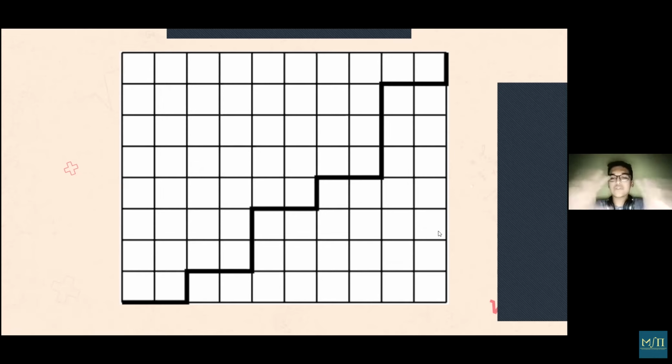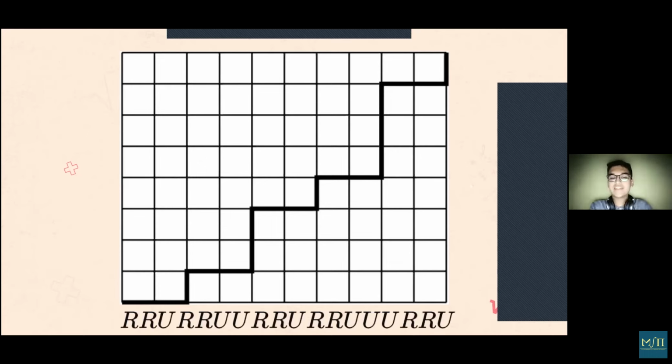This entire visual graph gets translated into a bit more mathematical form. That is to say, this translates as RR, 2 right steps, U, then RR, 2 right steps, UU, 2 up steps, RR, 2 right steps, U, 1 up step, RR, 2 right steps, UUU, 3 up steps, RR, 2 right steps, and U, 1 up step. So the thing at the bottom is the encoded translation of this visual graph.